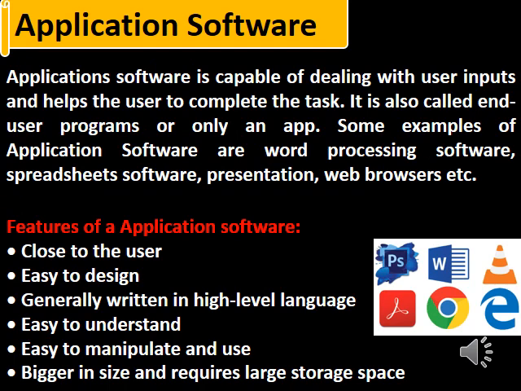Next type of software is application software. It is capable of dealing with user inputs and helps the user to complete the task. It is also called end user programs or simply an application. Some examples of application software are word processing software, spreadsheet software, presentation software and web browsers. Features of application software are that they are close to the user, easy to design, generally written in high level languages, and easy to understand, manipulate and use. They are bigger in size and require larger storage space.